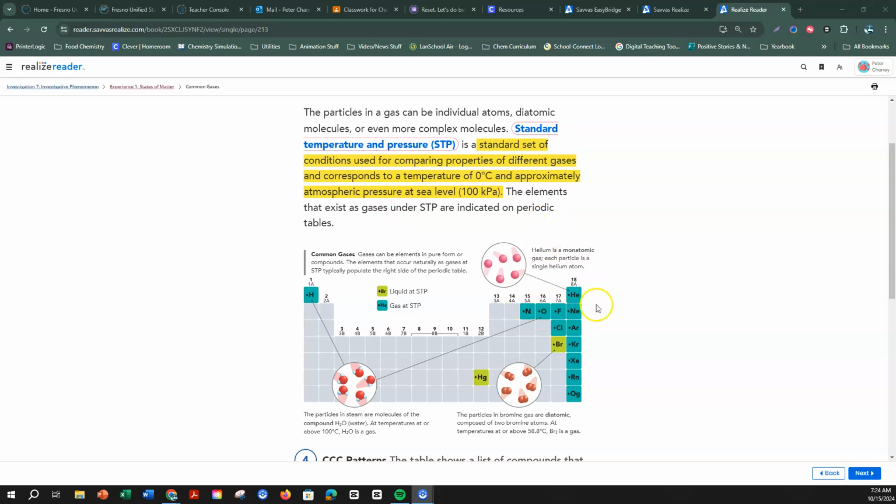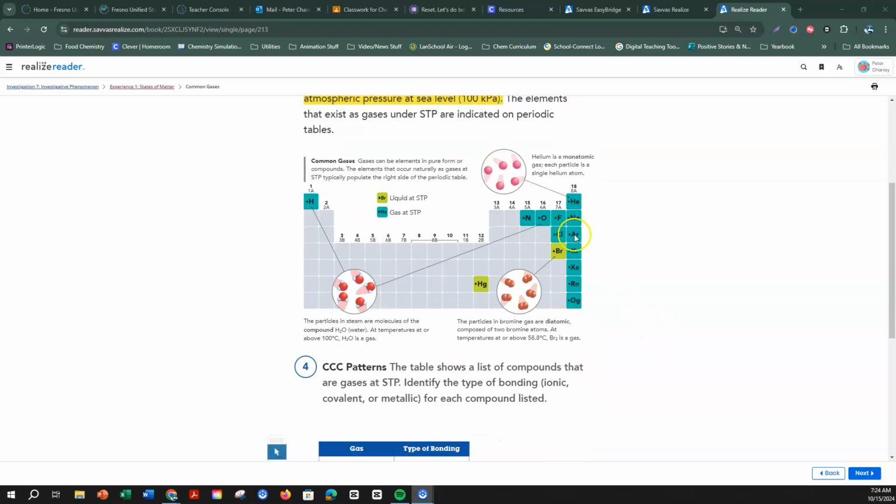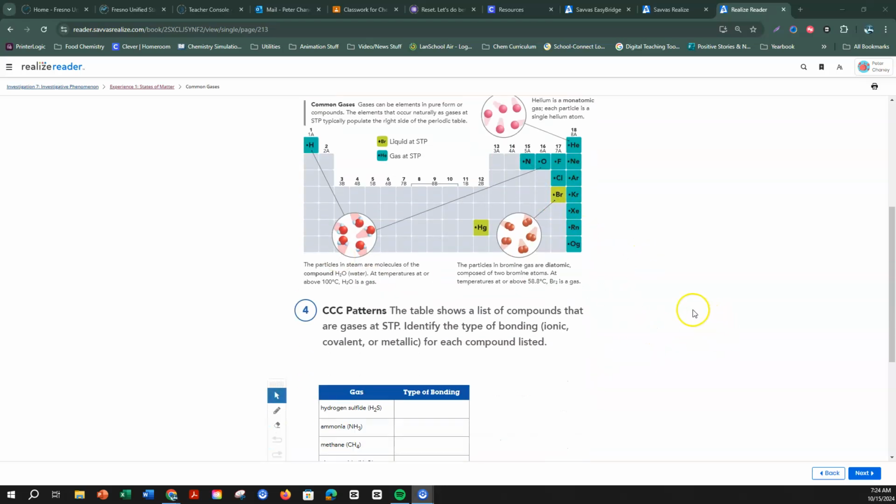So over here on the right, gases can be elements in pure form or compounds. The elements that occur naturally as gases at STP typically populate the right side of the periodic table. So helium we kind of know from filling up balloons. Nitrogen is in the air that we breathe. Oxygen, fluorine, neon is like that gas in those signs. Some of these other ones you may have heard of, like argon and bromine. Next page.